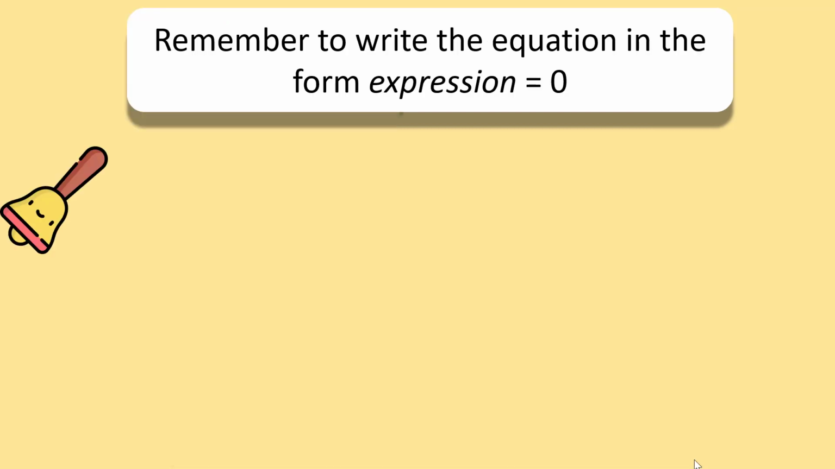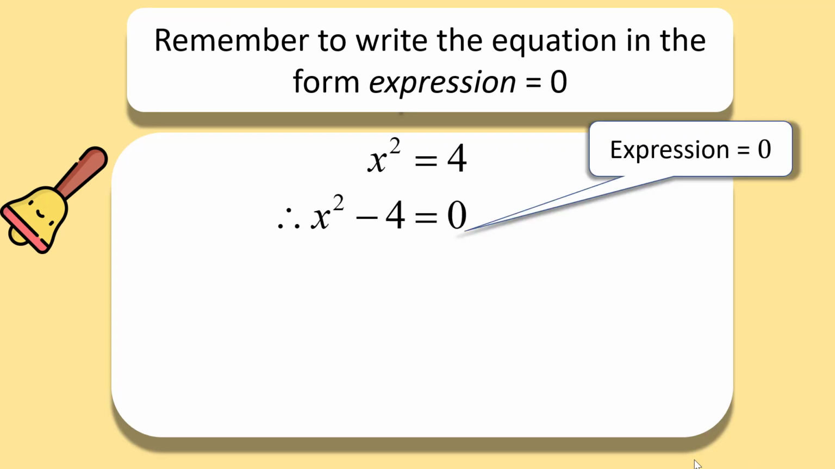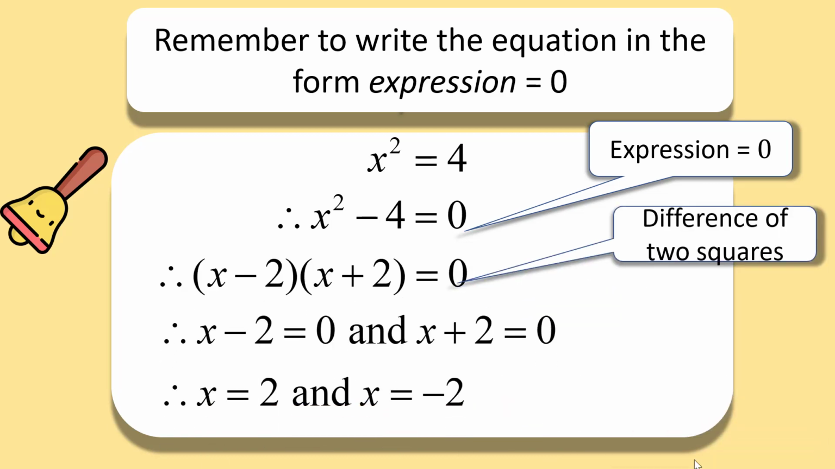Let's do an example. Write this in your book and see if you can do the answers. x squared is 4. Well, you can square root both sides and then x is a positive or a negative 2. Or you make the expression equal to 0. You'll notice that there's the difference between two squares. You'll factorize, and then x minus 2 is 0 and x plus 2 is 0. Therefore, x must be 2 and x must be negative 2. Remember to check your answer.